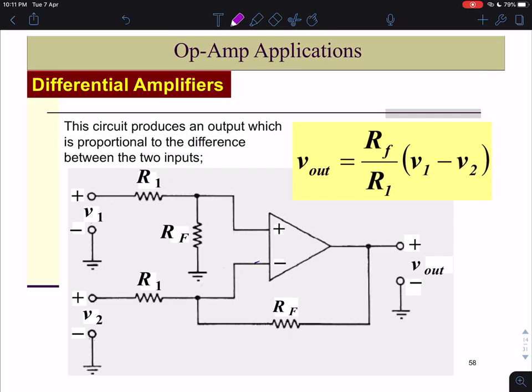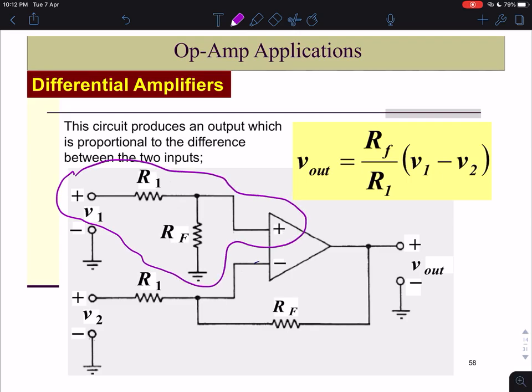So for Vout of the differential amplifier, we have the expression RF over R1 times (V1 minus V2). So how do we get this expression? Okay, let's see the first one. We focus on the non-inverting terminal.